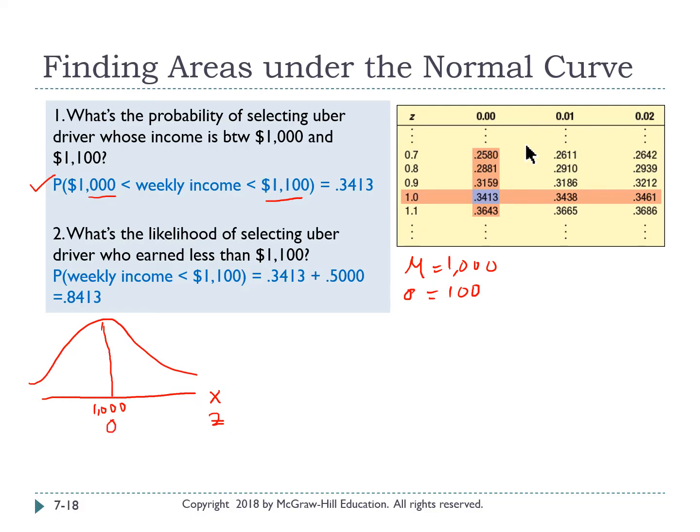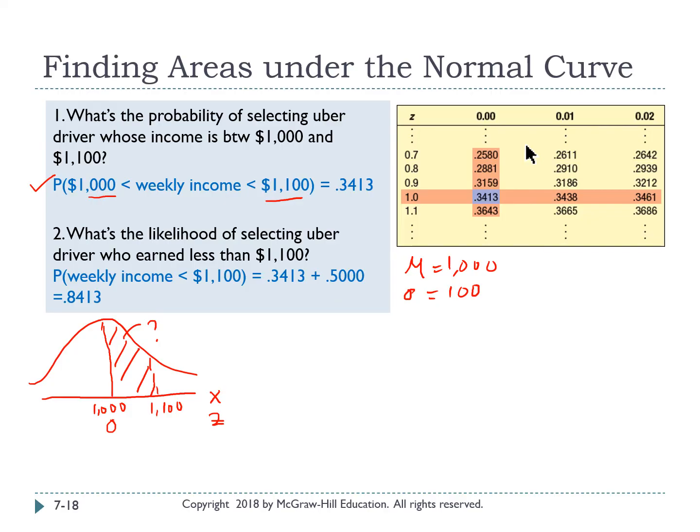Now if you look at this question, you have 1000, which is your mean, and then you have 1100, so you can plot 1100. Your question asks, what is the probability of selecting incomes between 1000 and 1100? So you want to find this area. When we talk about probability, you are asked to compute the area under the curve. How do we compute this area?